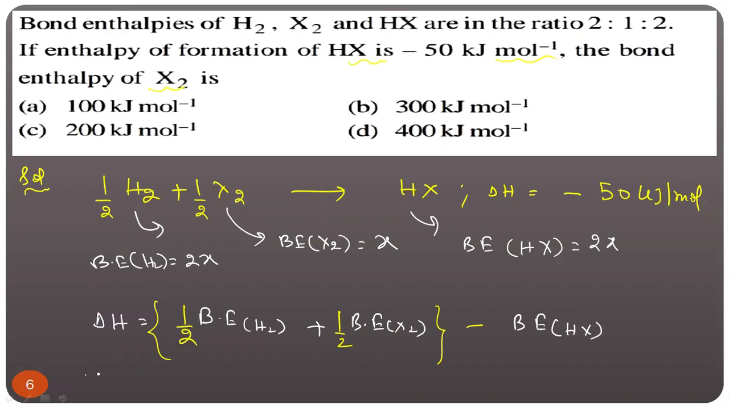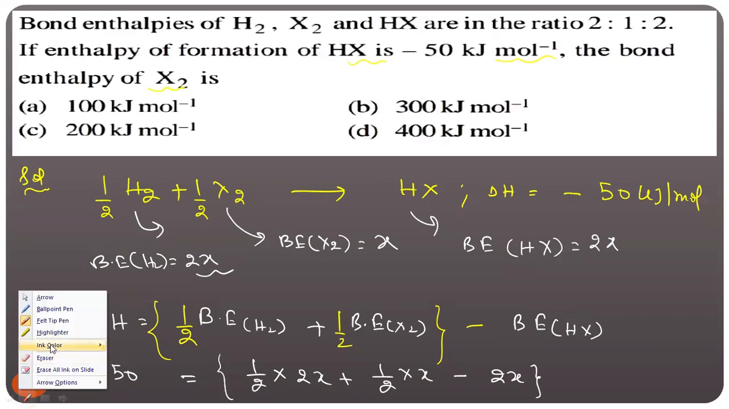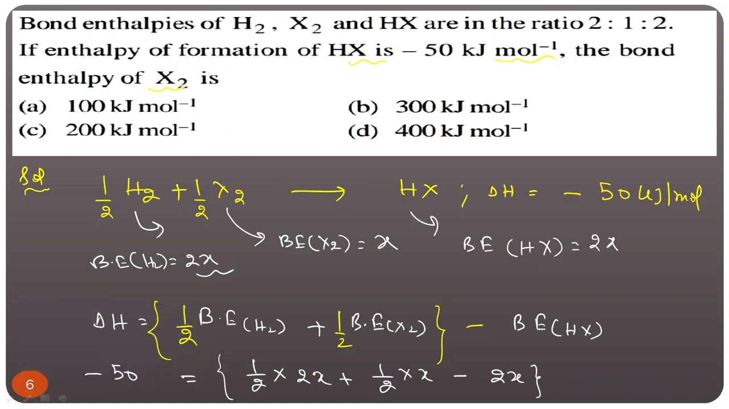Delta H given minus 50. Clear? Now minus 50 given. Now 1 by 2 bond energies of hydrogen, we have assumed 2x. Bond energies of X2, we have assumed x. Okay, and bond energy of HX we have assumed 2x. देखो यहाँ तक समझ में आ गया. Now can you solve it? Yes sir, we can. Why not? Now after solving, what are we getting?